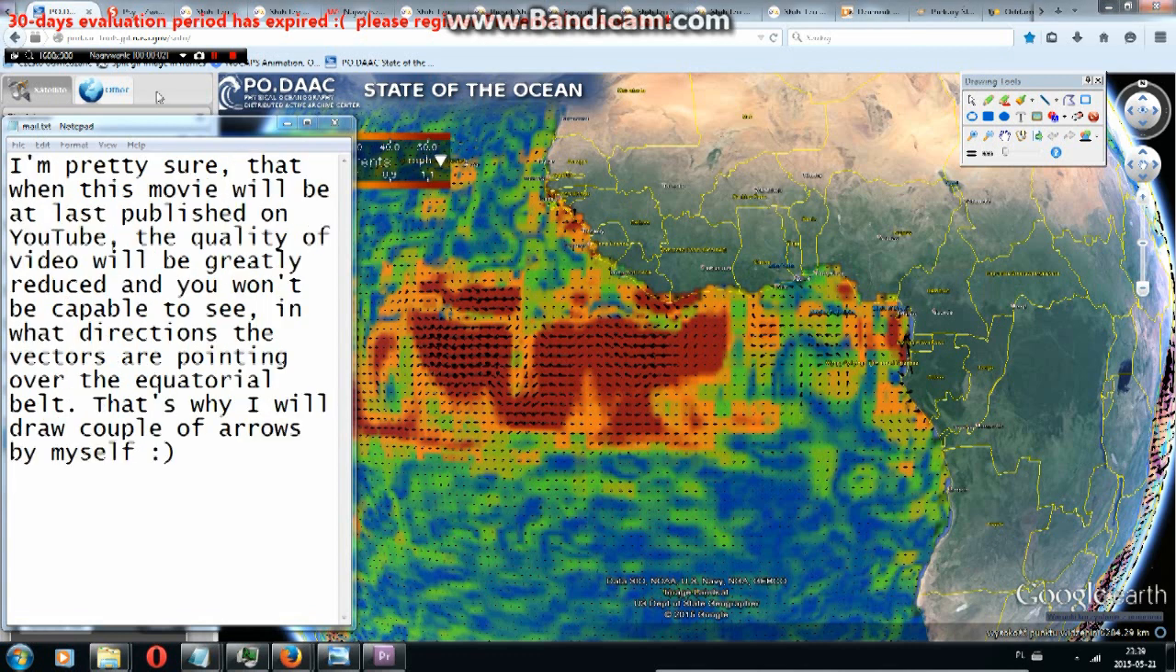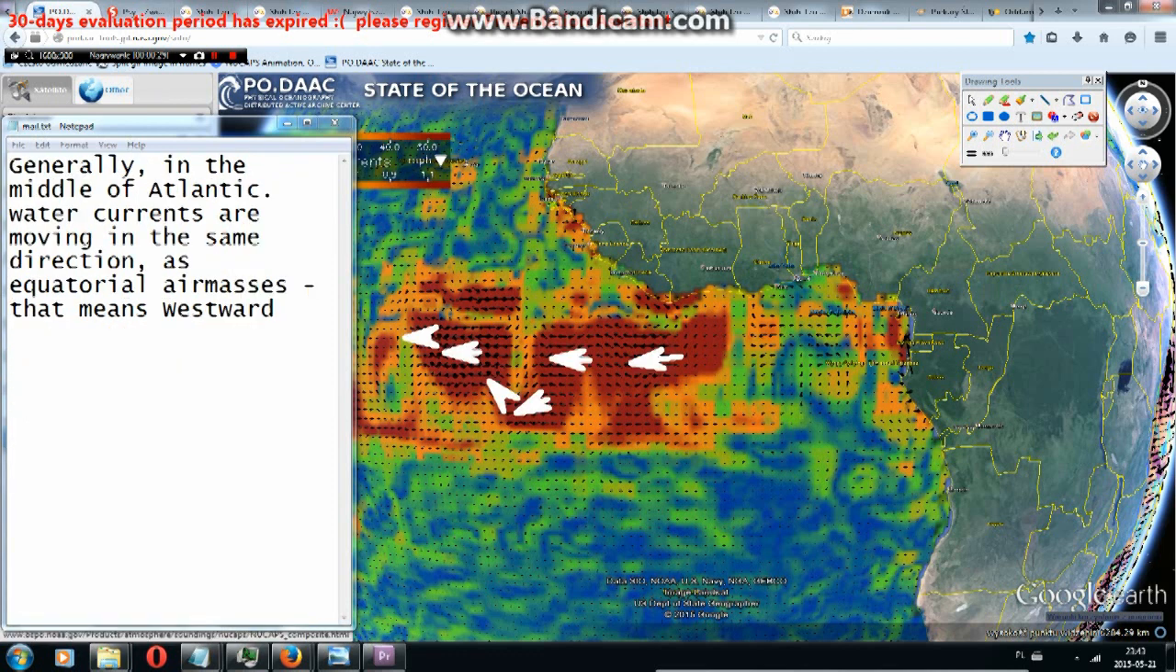I'm pretty sure that when this movie is at last published on YouTube, the quality of the video will be greatly reduced, and you won't be able to see in what directions the vectors are pointing over the equatorial belt. That's why I will draw a couple of arrows myself. Generally, in the middle of the Atlantic, water currents are moving in the same direction as equatorial air masses. That means westward.